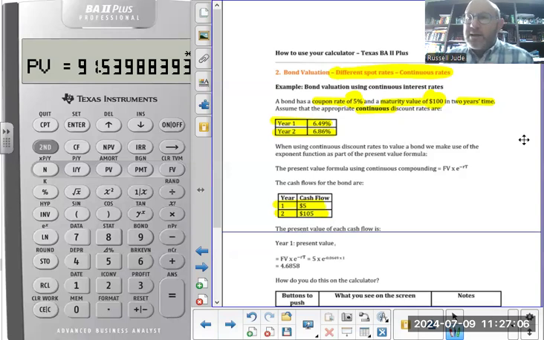I need the present values. Now, the present value calculation when I'm using continuous rates is a different calculation. Look what it is now. Present value is equal to future value. So we know what my future values are. It'll be a $5 cash flow in year one, $105 in year number two, times e, the exponent, to the minus rt. Wow. Okay, what's minus rt? Minus r is minus the rate.